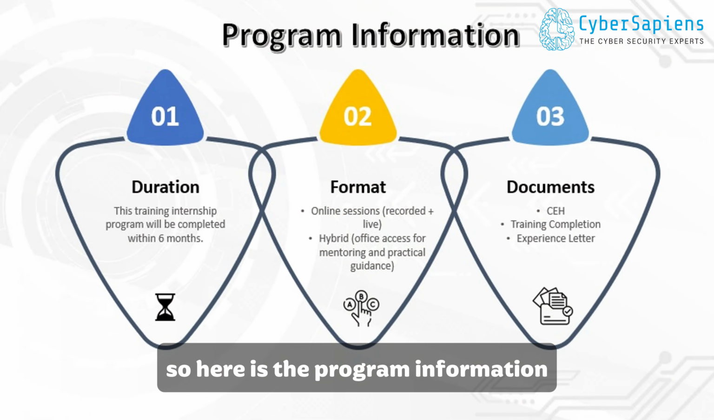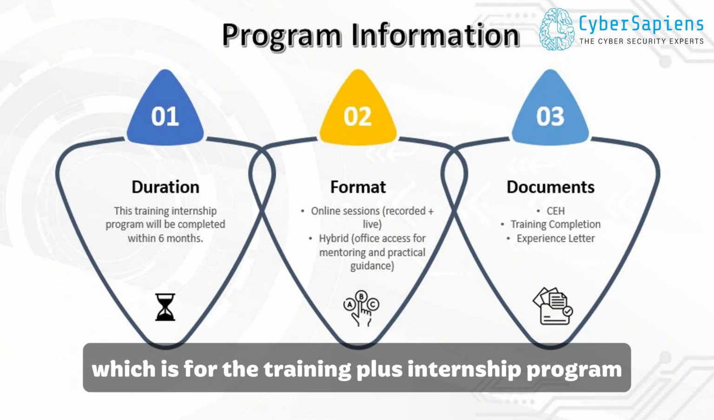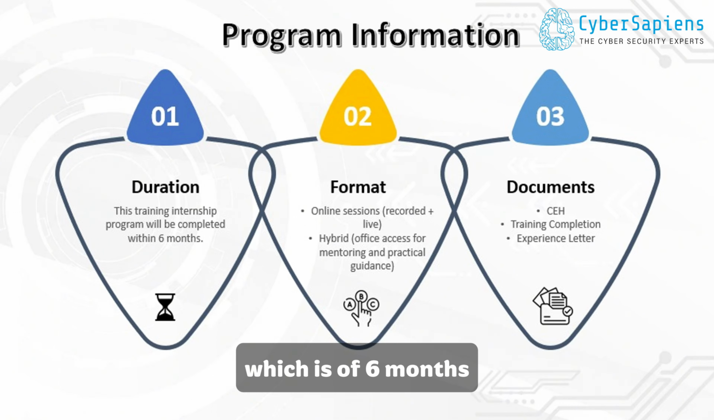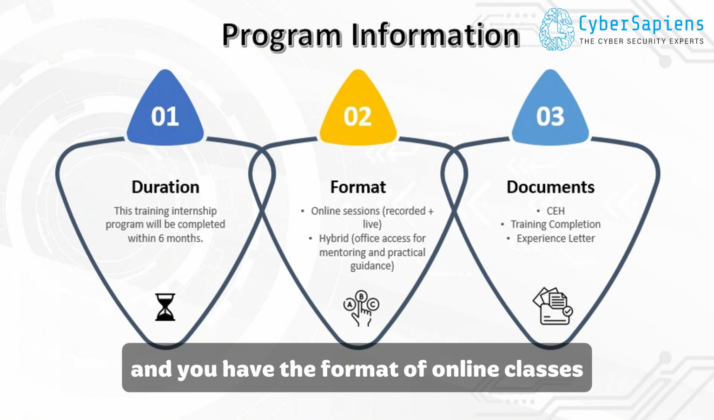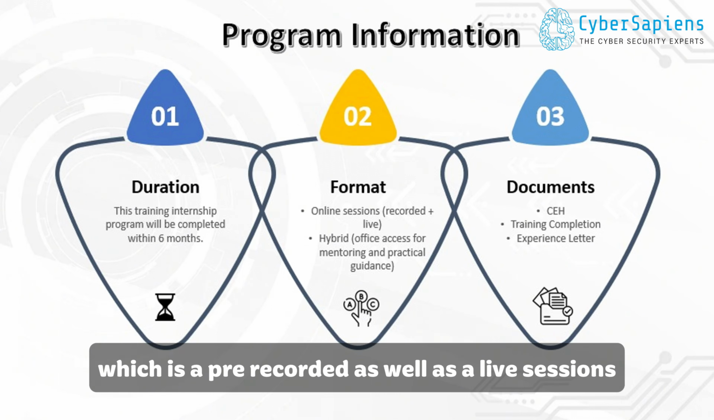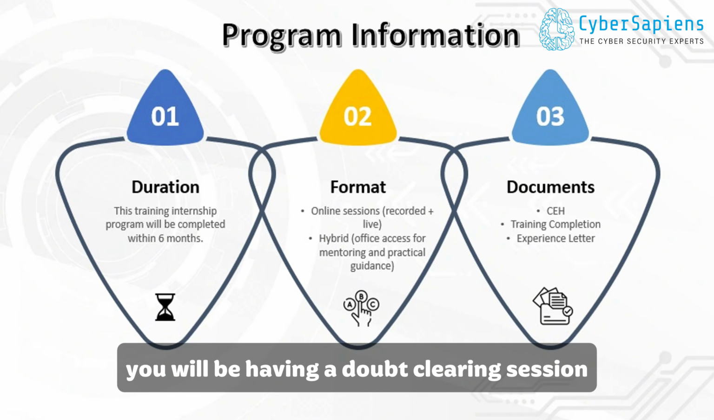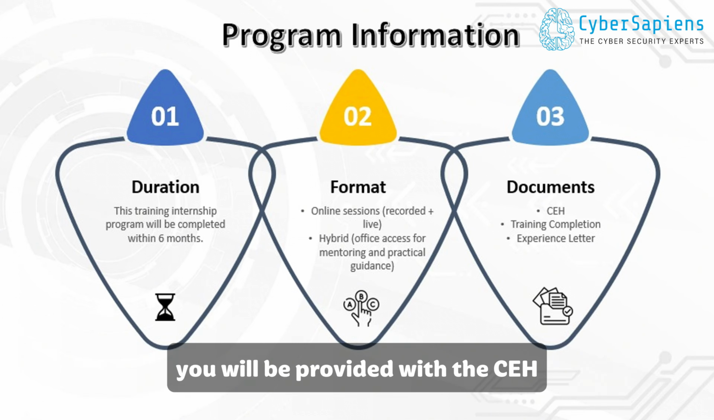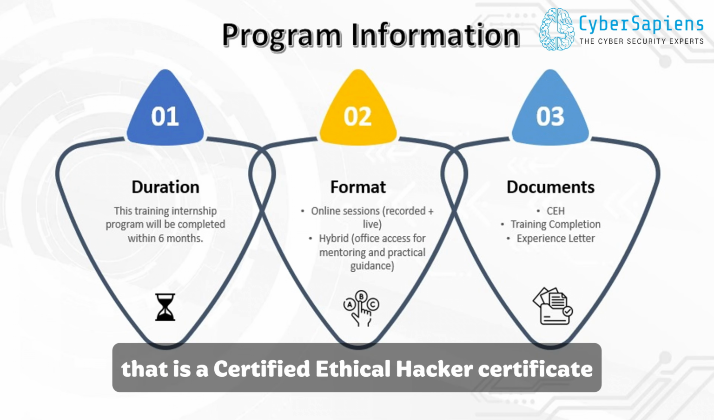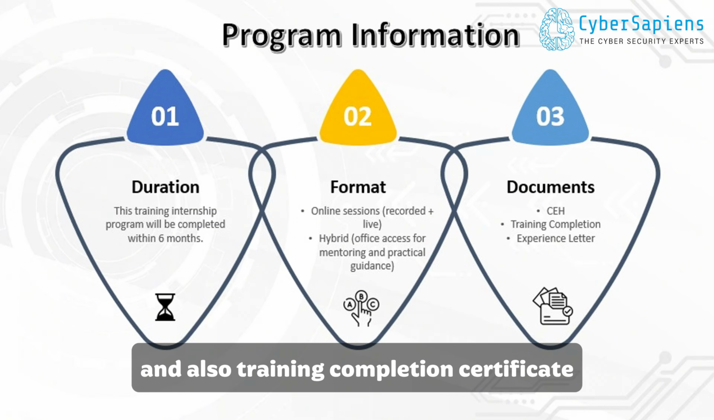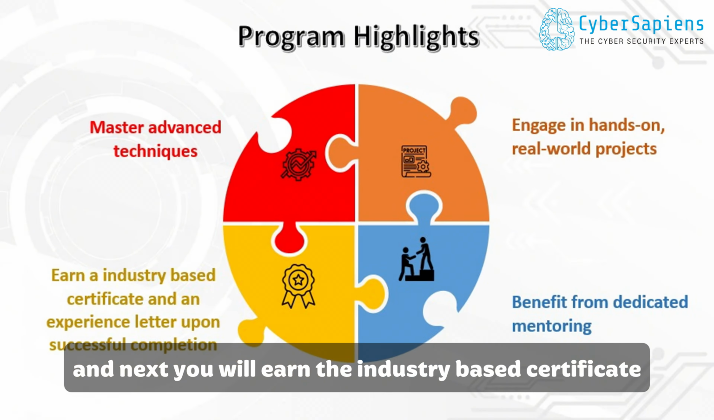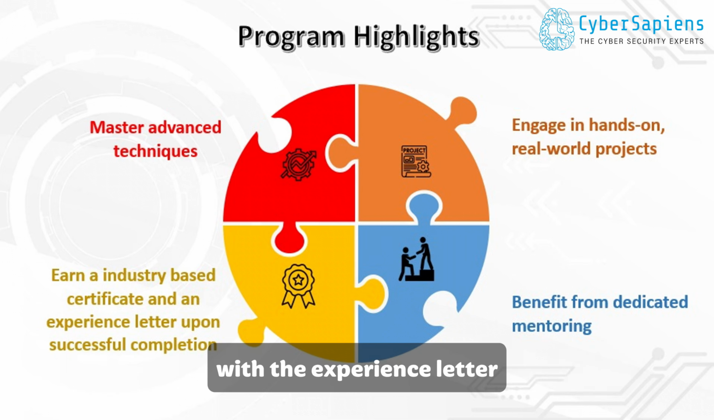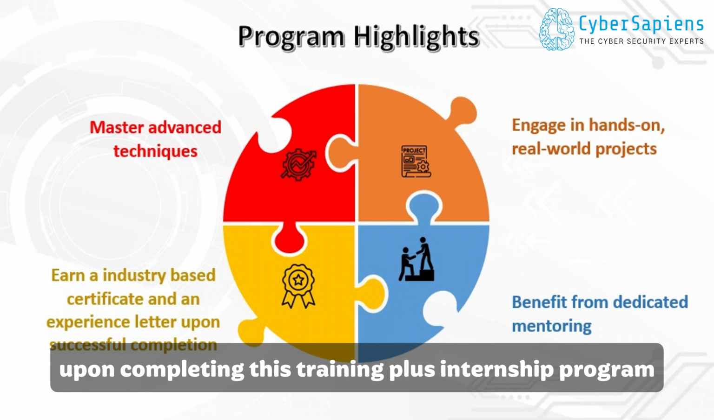So here is the program information. First thing, you will have the duration, which for the training plus internship program is 6 months. And you have the format of online classes, which are pre-recorded as well as live sessions. In the pre-recorded, you will have a doubt clearing session, and for the hybrid classes, you will have practical and mentoring guidance on this program. Then in the document section, you will be provided with the CEH, that is the Certified Ethical Hacker certificate, and also a training completion certificate, as well as the experience letter that you are working in the organization. And next, you will earn the industry-based certificate with the experience letter upon completing this training plus internship program.